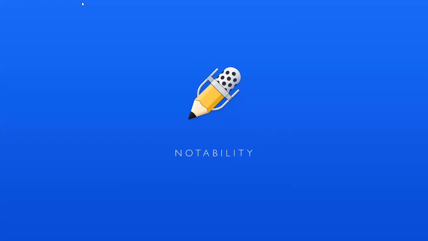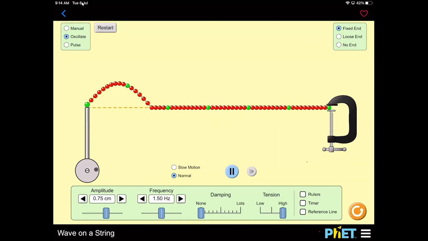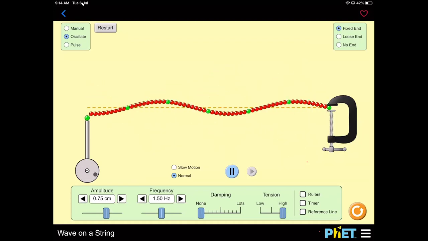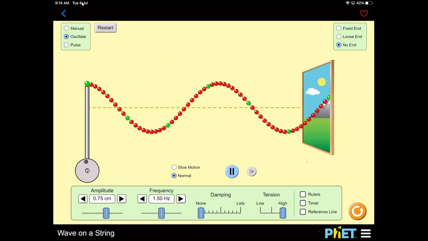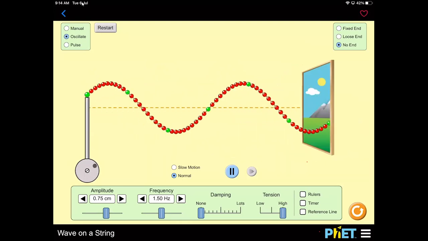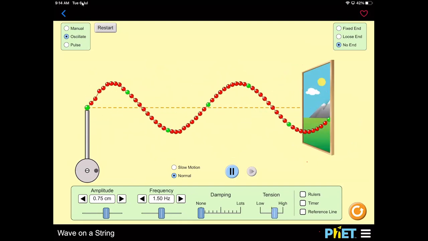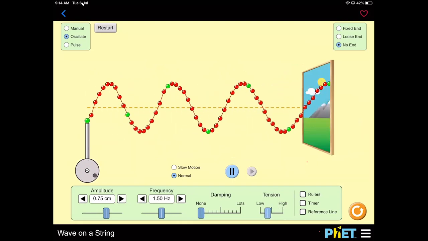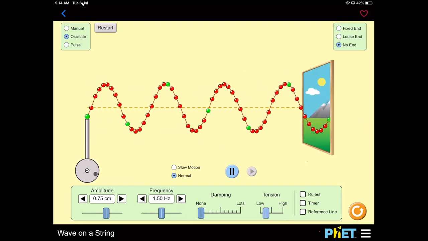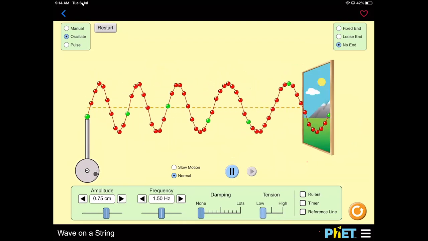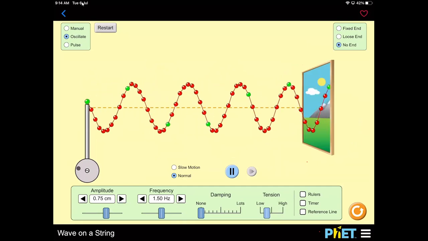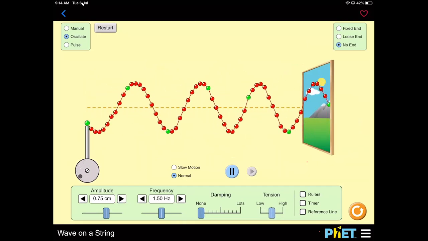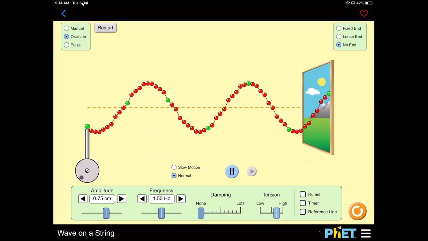Okay, so what you're going to do is you're going to play with the app like this. You're going to take the PhET sim. And now what you're going to do is change the tension. And just have a look. I'm not going to change anything else, but have a look what happens to the wave when I change the tension. So when I change the tension, I change that. But would you agree with me, I haven't changed the frequency?